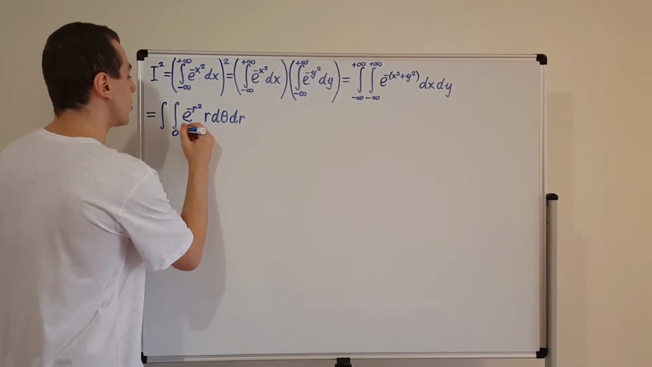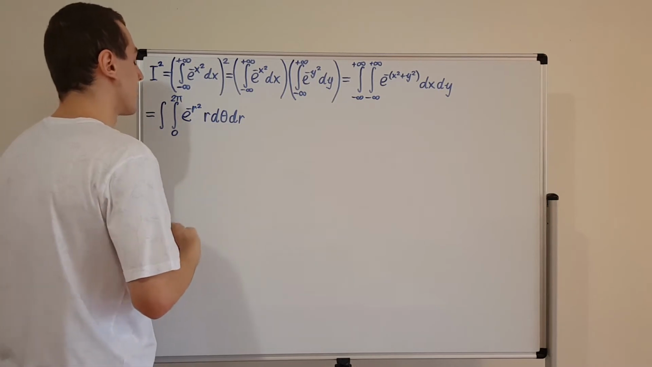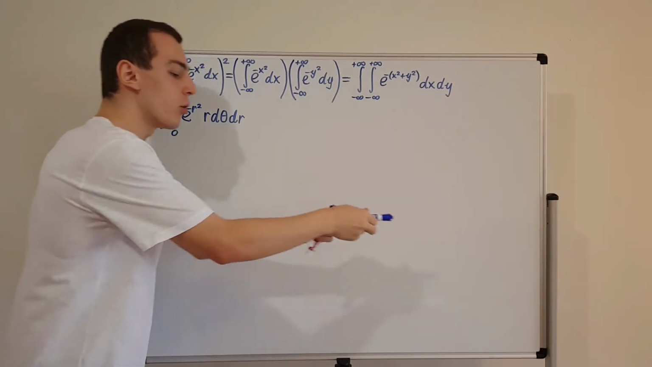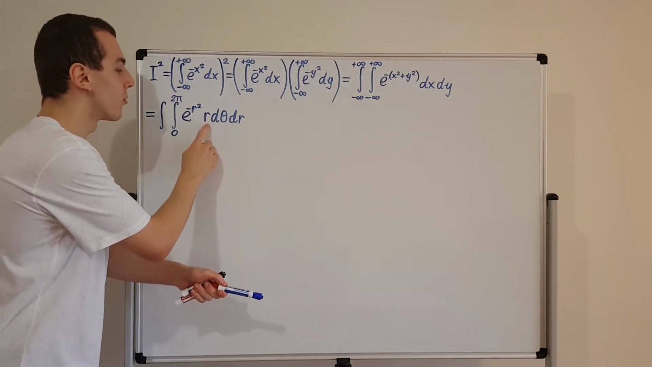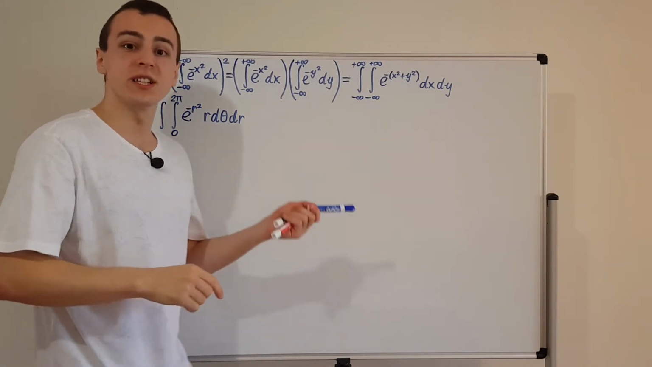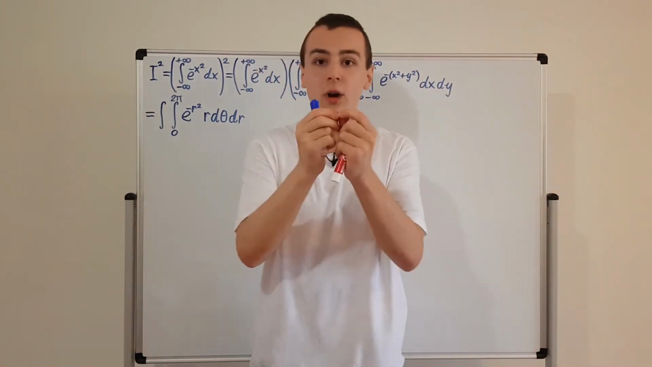We're going to have 0 to 2 pi. What about r, the radial distance? Well, if we take the angle to go all the way around, then we actually don't need negative values for the radial distance. We only need positive values and 0. So we start at 0. When r is equal to 0, we're at the origin.